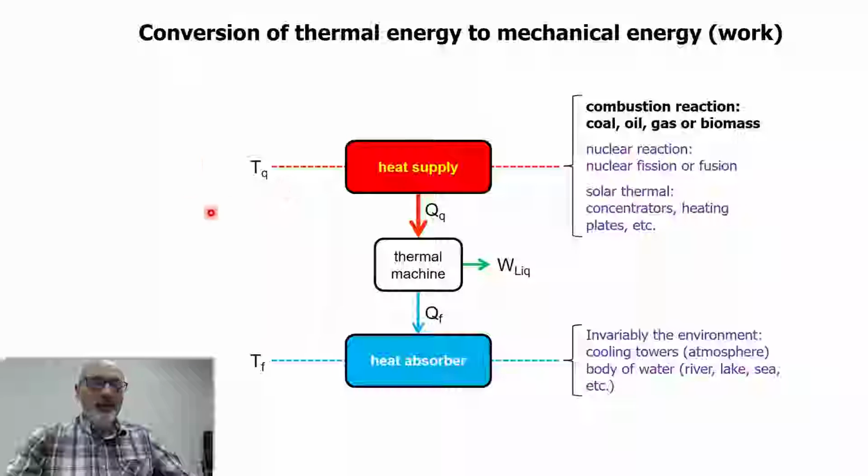On the other side, we can control the temperature of the heat supplier, because it can be, as it's written here, a combustion reaction, which is our focus today. It can be a nuclear reaction, or even the sun through solar concentrators, for instance. So in some way we have control of the operating conditions here, and that's one of the main variables in order to optimize how this thermal machine works.